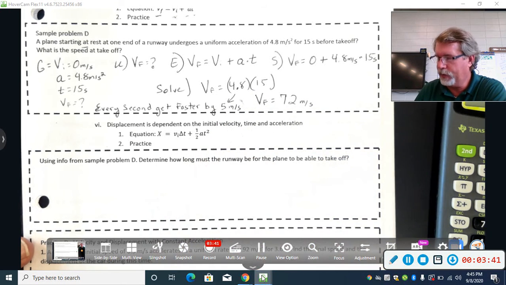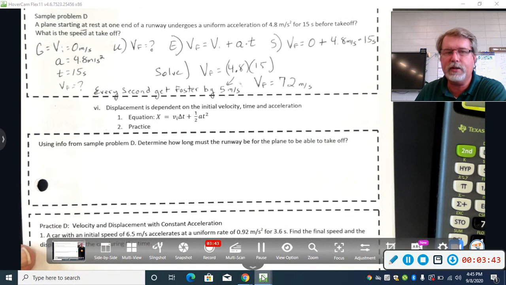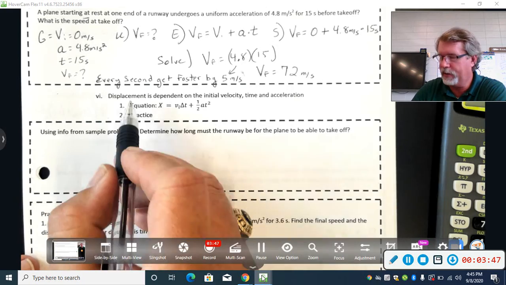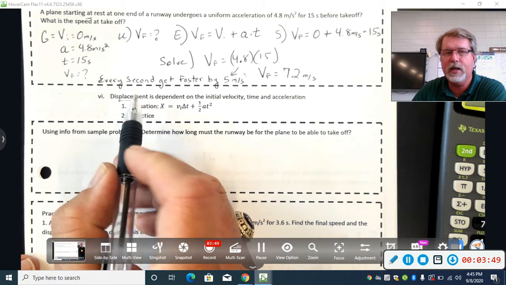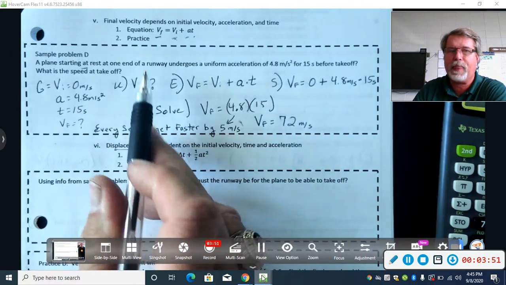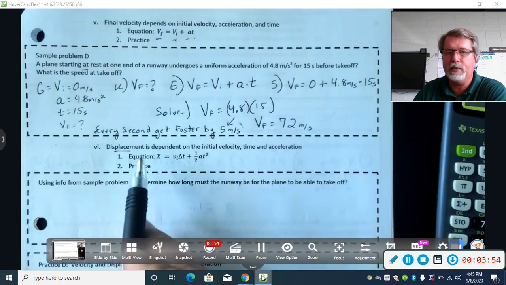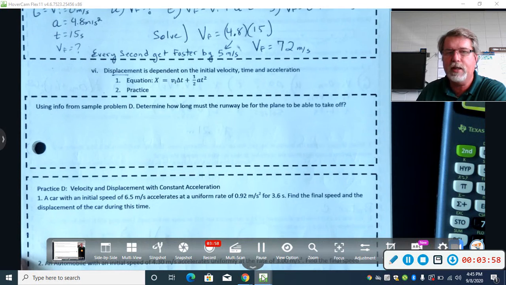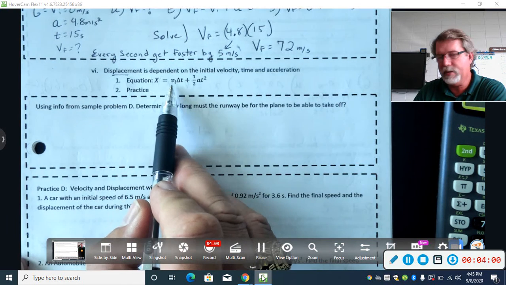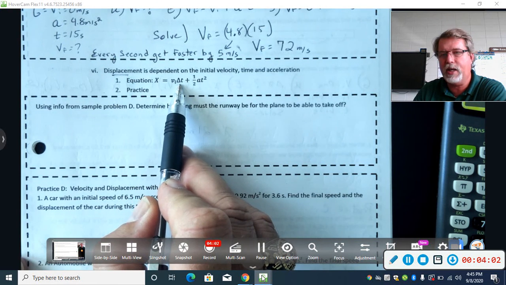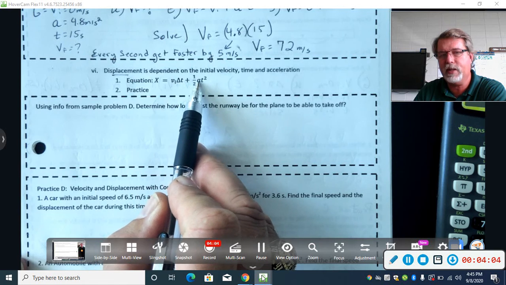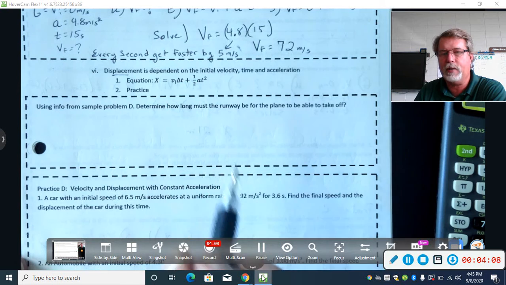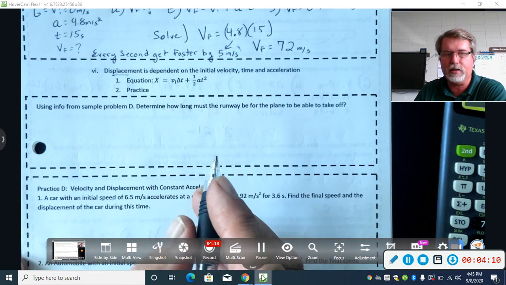Now, what else can we do with acceleration, displacement, time, and initial velocity? Well, we can also determine the displacement of an object. So up here we're saying, hey, find the velocity. Down here we're saying, hey, find the displacement. So we have a new expression that we haven't used yet, and it is the displacement is the initial velocity times the change in time plus 1/2 acceleration t squared. So we'll use this sample problem D as a practice problem.